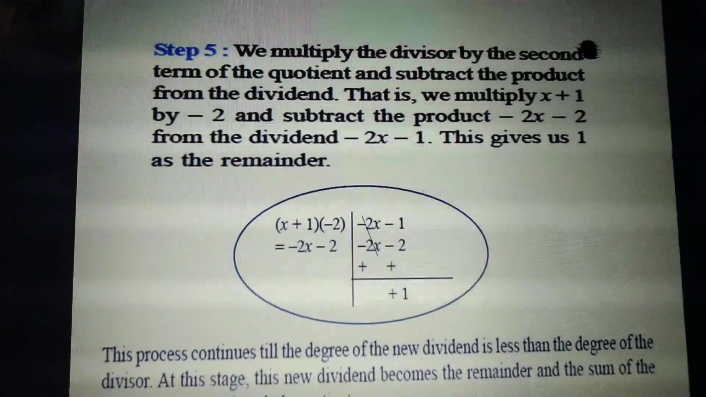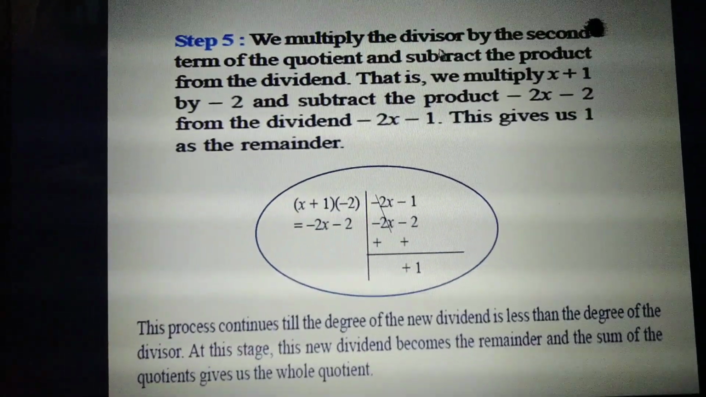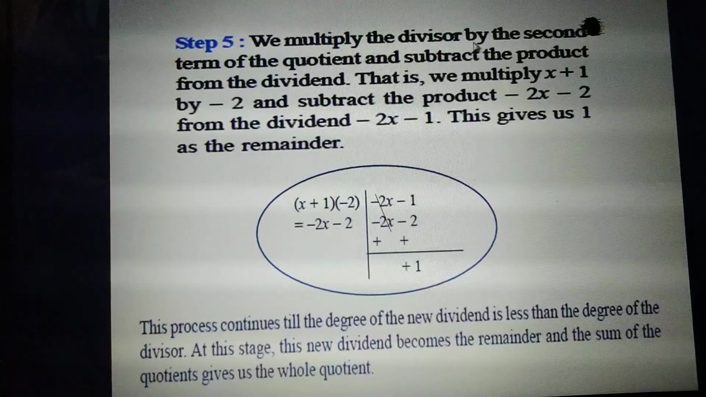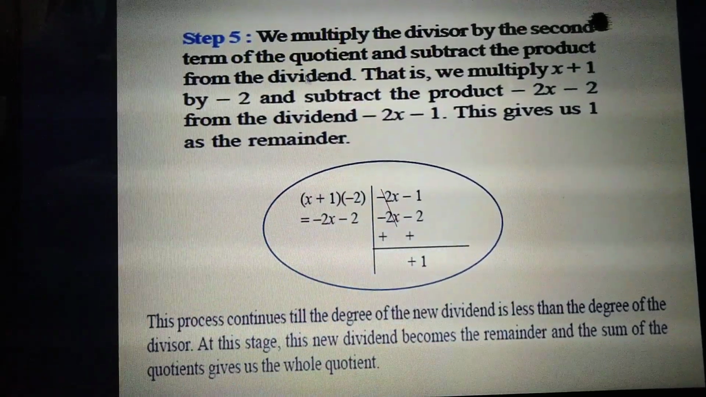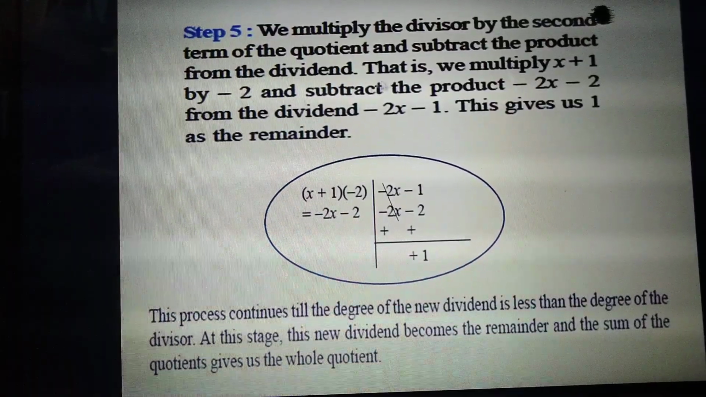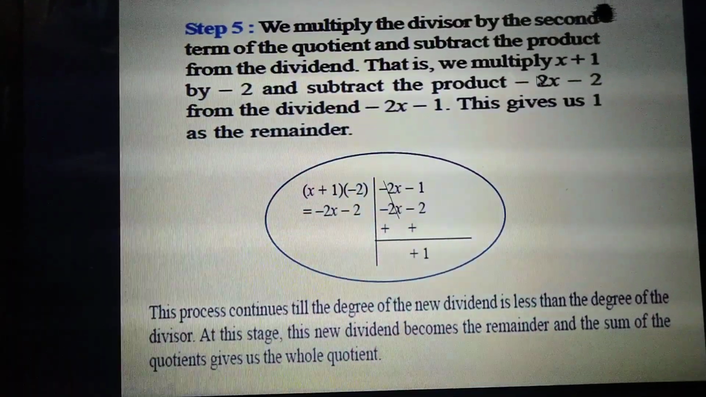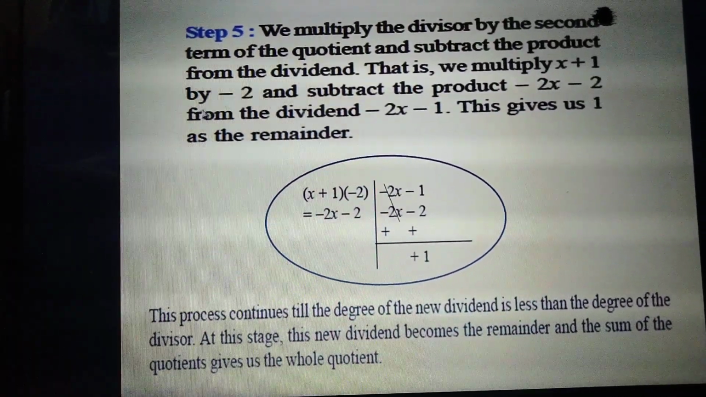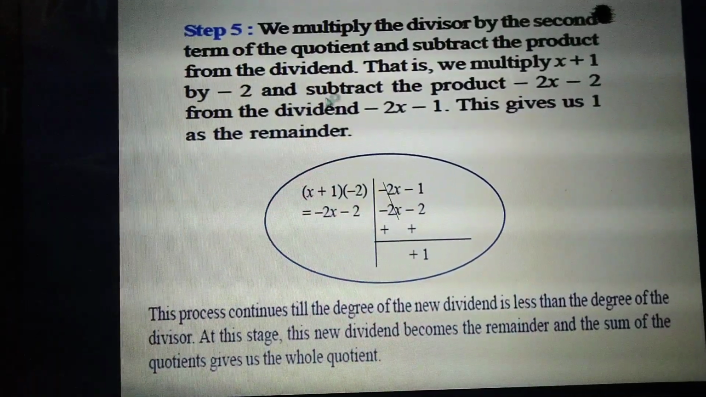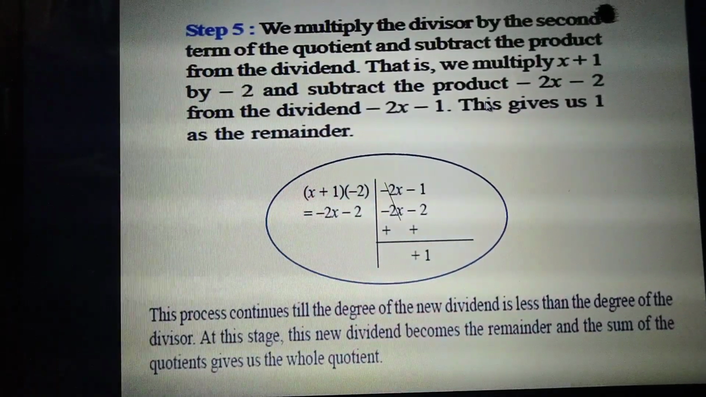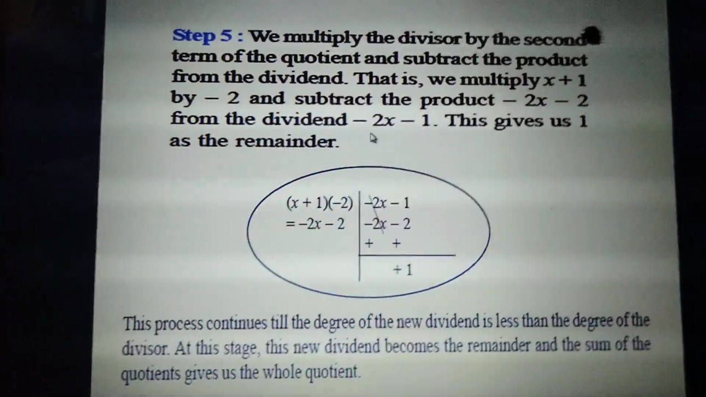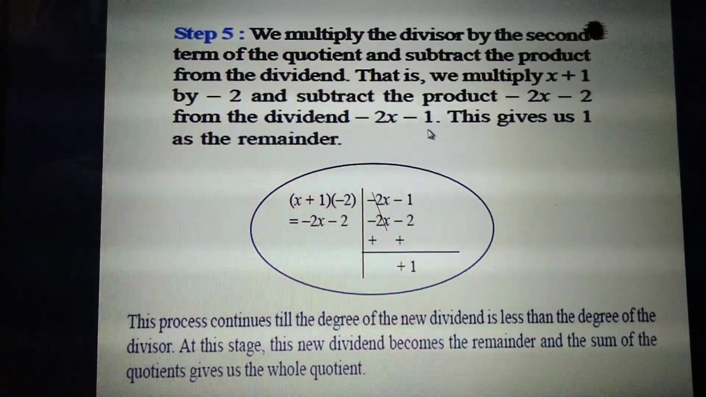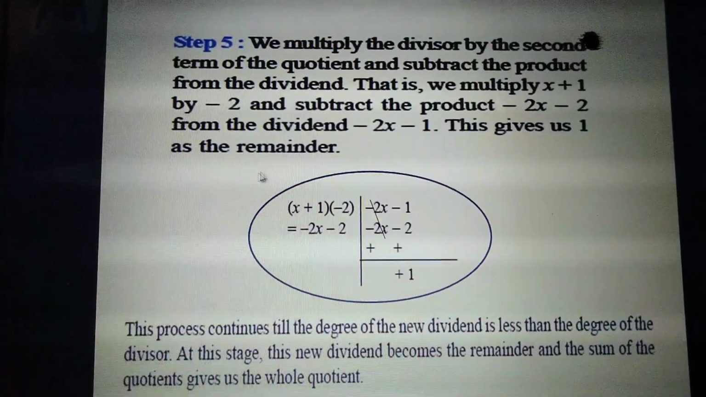Step 5. We multiply the divisor by the second term of the quotient and subtract the product from the dividend. That is, we multiply x plus 1 by minus 2 and subtract the product minus 2x minus 2 from the dividend minus 2x minus 1. This gives us 1 as the remainder.